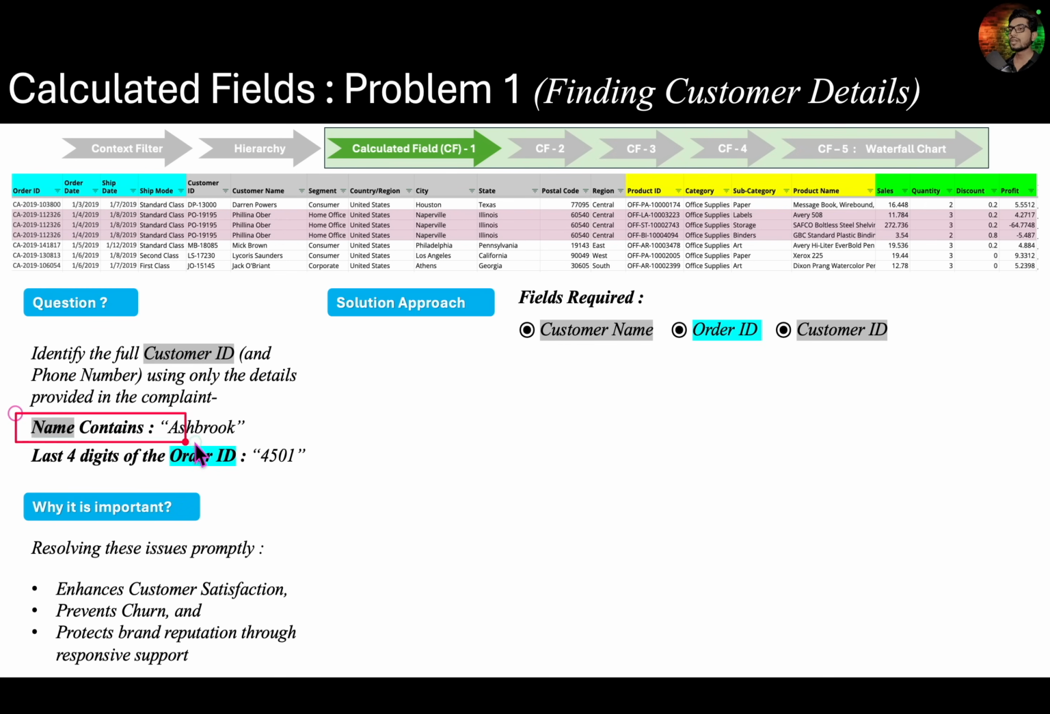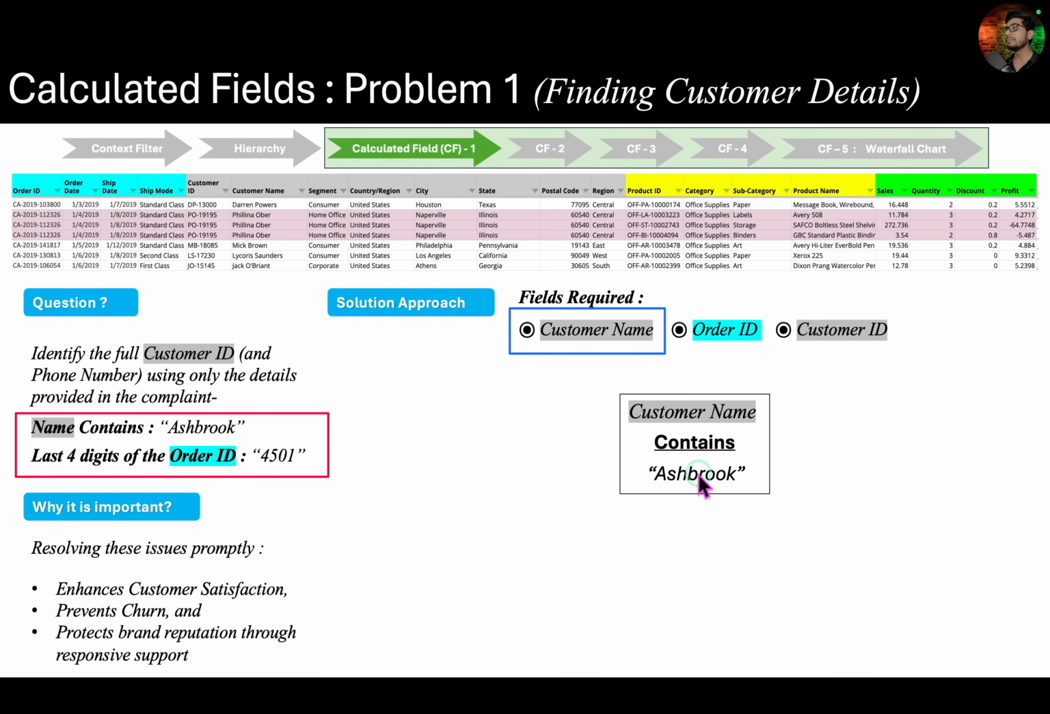Now if you notice, both pieces of information that we have, the customer name containing Ashbrook and the order ID ending with 4501, are both logical conditions. Let's simplify that a bit. First, let's focus solely on the customer name field. In plain English, we just want to check, does the customer name contain the substring Ashbrook? And the answer to that question could simply be true or false. Nothing in between, right? So it's a straightforward yes or no check.